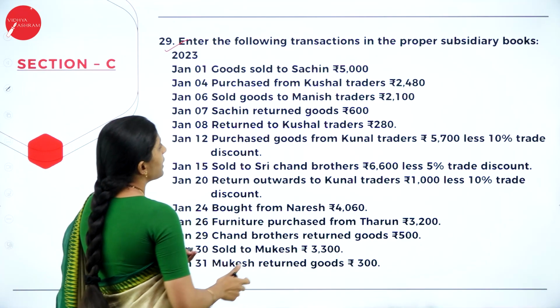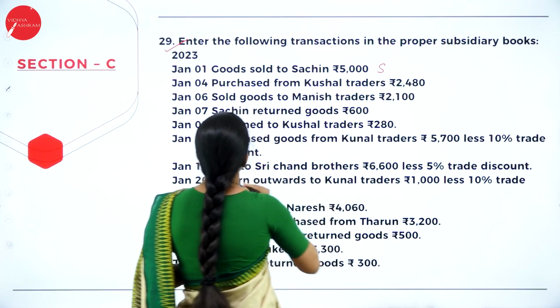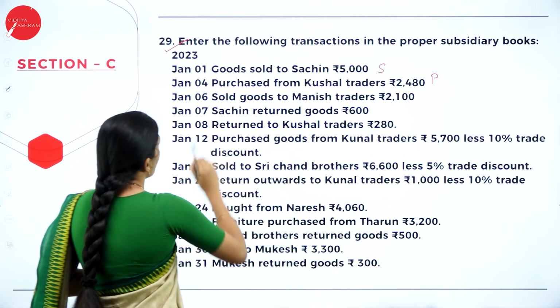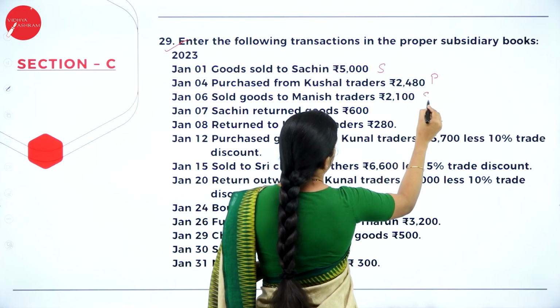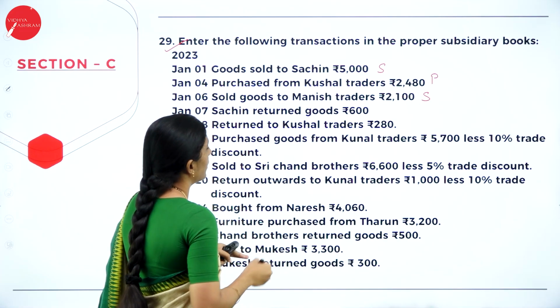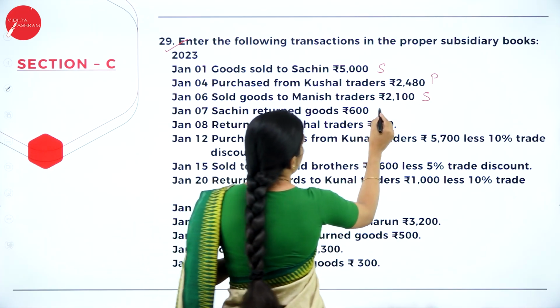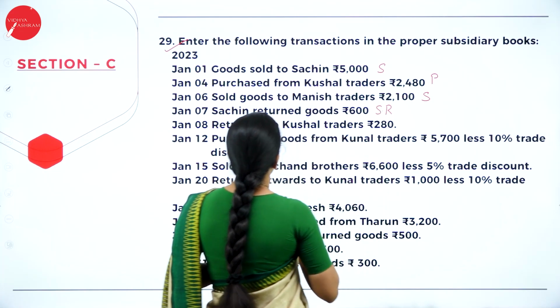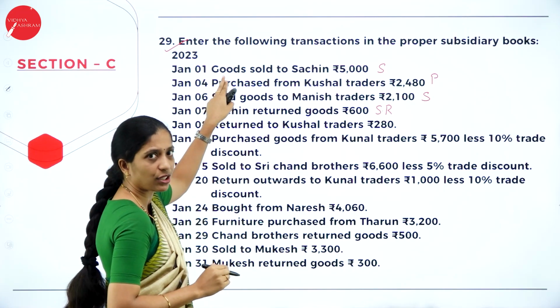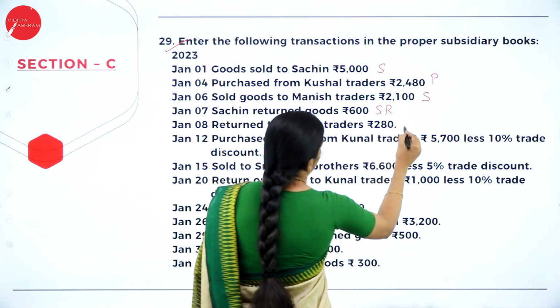Now goods sold to Sachin. So we are going to record in the sales book. Purchase from Kushal Traders, purchases book. Sold goods to Manish Traders, sales book. Sachin returned goods. Already what we have done with Sachin is sold, so it is sales return. He is returning it back to us, so sales return. Return to Kushal Traders. Already what we have done with Kushal is purchased, so we are returning it back to him.